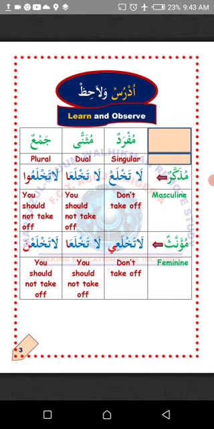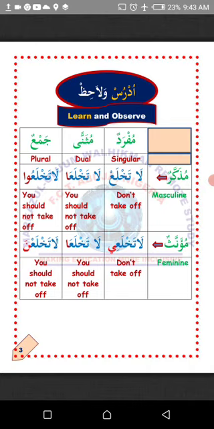Then we talk about mu'annath. Mu'annath, feminine, is a word in Arabic that represents a female person or a female object. It's just like the verb la takhla'i. It can only be used to command a single female person not to take off. So if there are two in number, use the same form of the verb, la takhla'a.